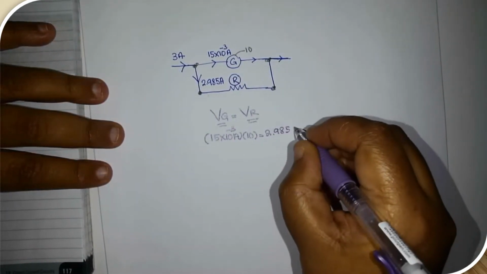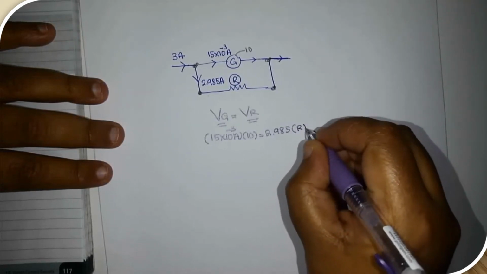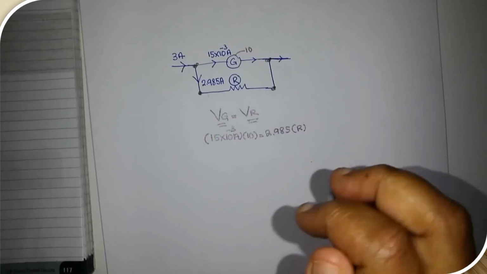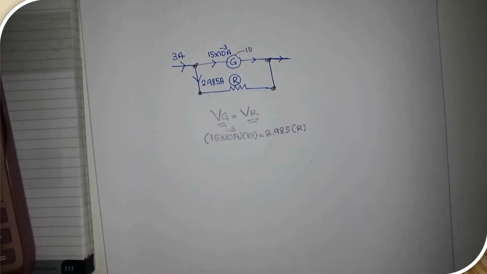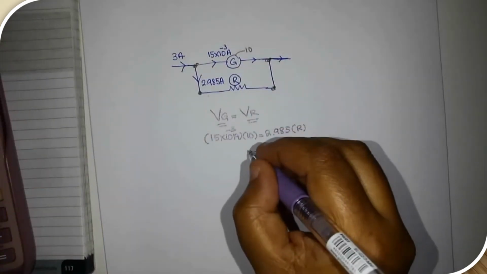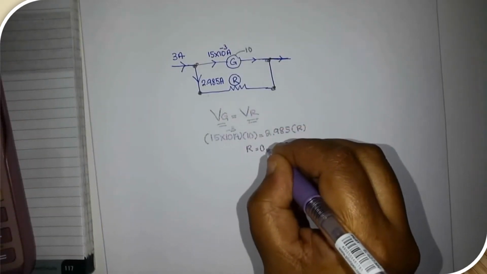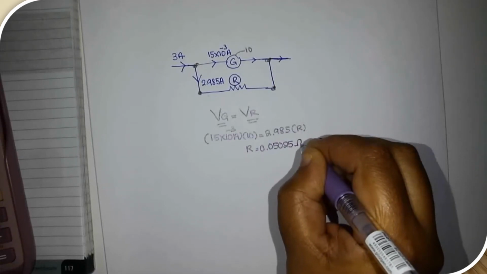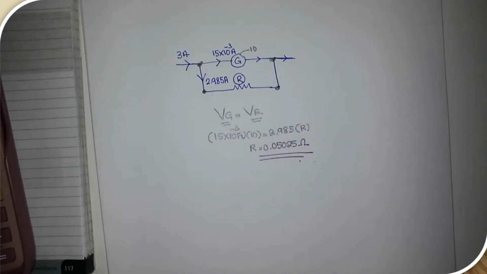2.985 times R. Okay, so if we calculate this, I'm going to just calculate this. 15 times 10 to the power of negative 3 times 10 divided by 2.985, I will get my answer. R is 0.05025 ohm. Okay, so this is the value of R.